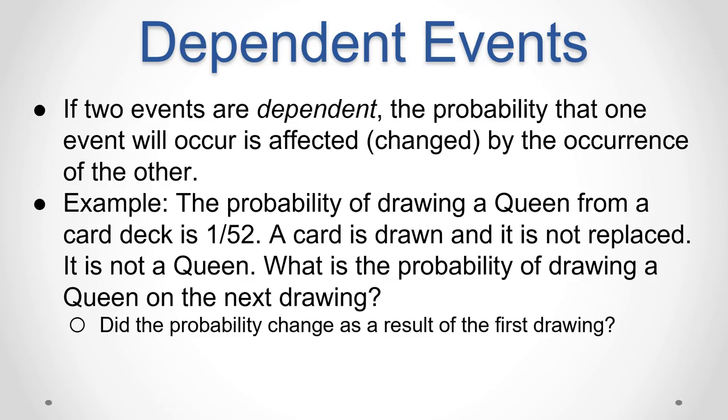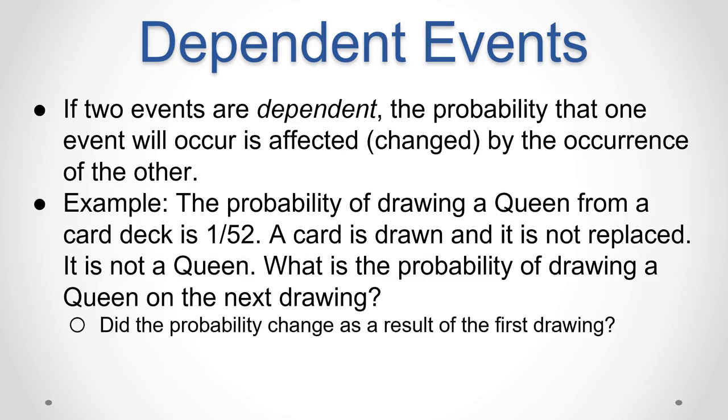Some examples of events that must be performed in a certain order are parking and getting a parking ticket. You can't get a parking ticket without parking. Surveying a group of people and finding out how many of them are for or against gun control. You can't find out how many are for or against gun control without first conducting the survey.